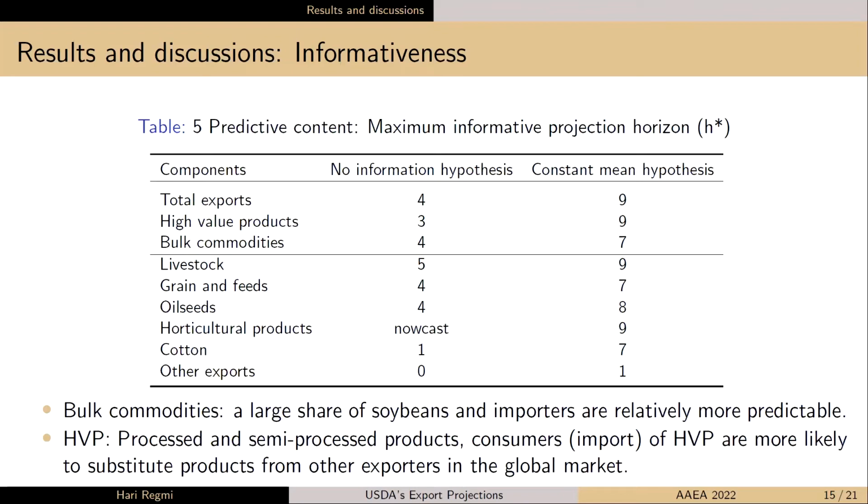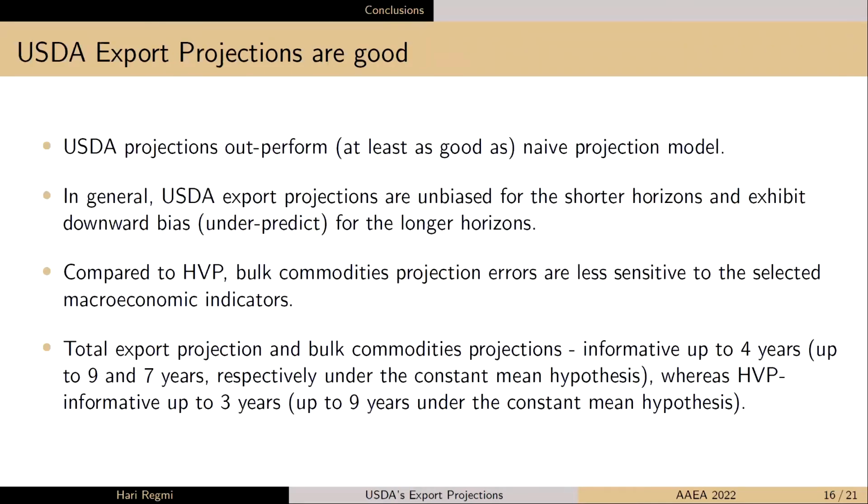One potential reason might be that bulk commodity includes a large share of soybeans, and the import of soybeans is relatively predictable. For example, China is the largest importer of soybeans from the US. And high value product commodity includes processed and semi-processed products, and the importers or consumers of the high value products are relatively more likely to substitute products from other exporters in the global market.